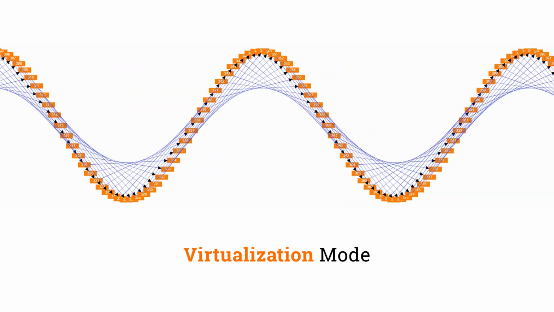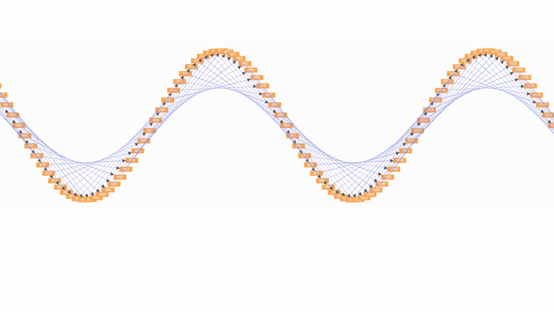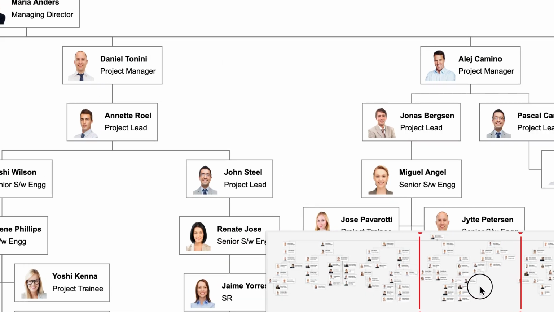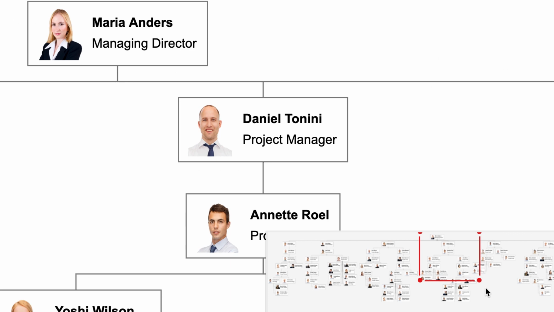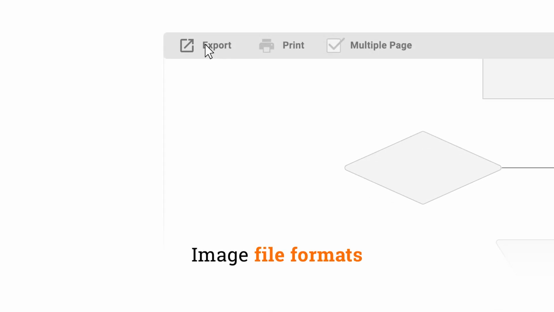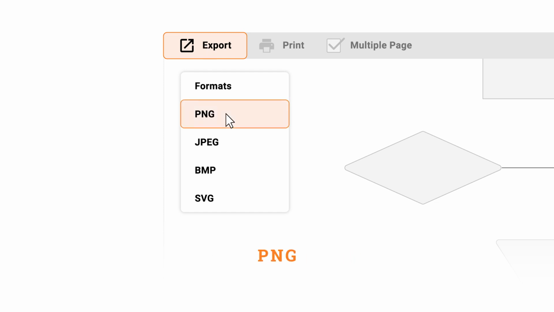Virtualization mode helps to quickly load only the visible shapes on screen, which enables optimized performance. Explore the overall view of your large diagram by zooming in, zooming out, and panning from one region to another. Export the diagram to different image file formats such as PNG, JPEG, BMP, and SVG.